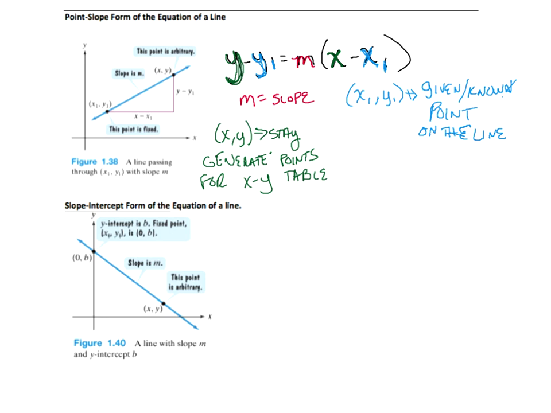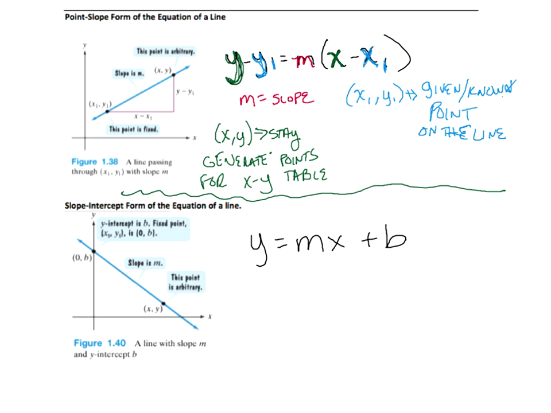All right, slope-intercept form of a line. The slope-intercept form of the line looks like this: y equals mx plus b. Okay, so m is the same m we talked about above. This is the slope.